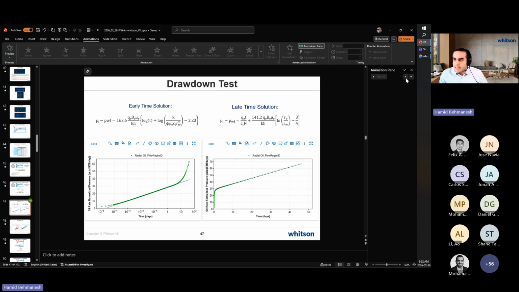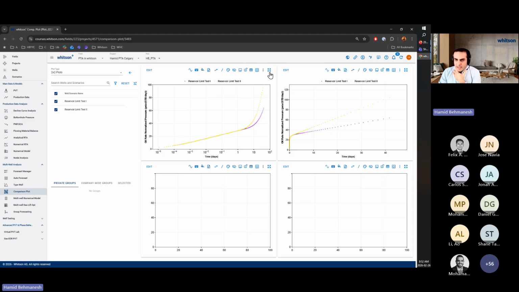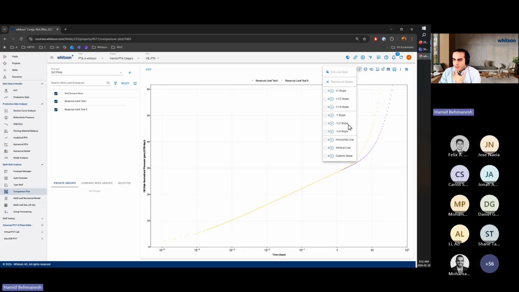So let's move ahead and go to my own plot. I color coded this. If I click on expand, now it's on a max. I want to see how the slope of the early time data will look. Over here, there's a slope icon. If you click on the slope, you will be able to add a custom slope here.